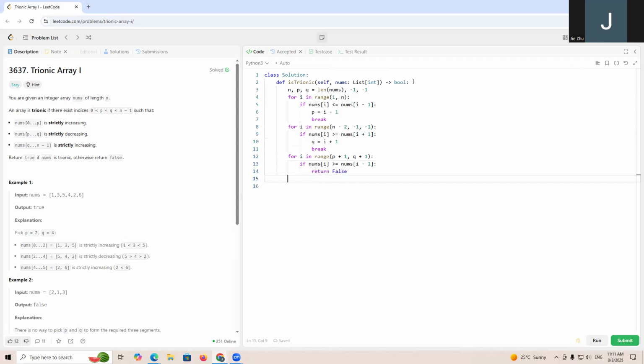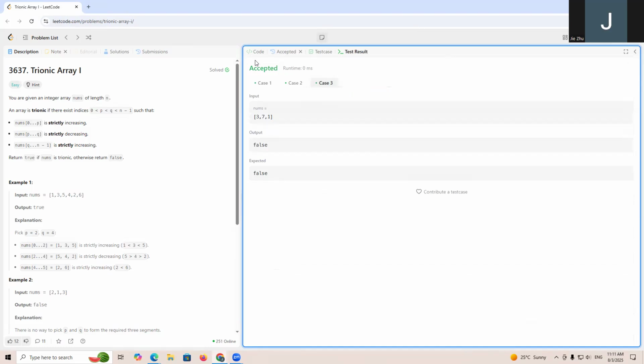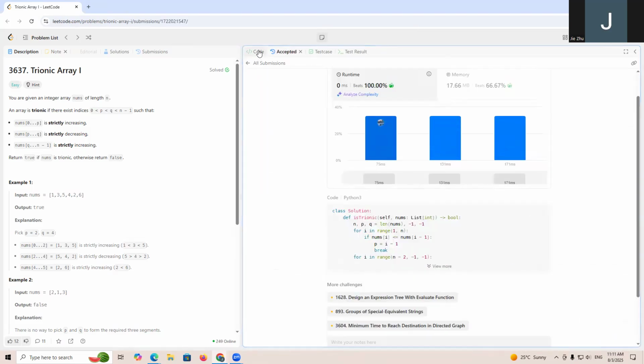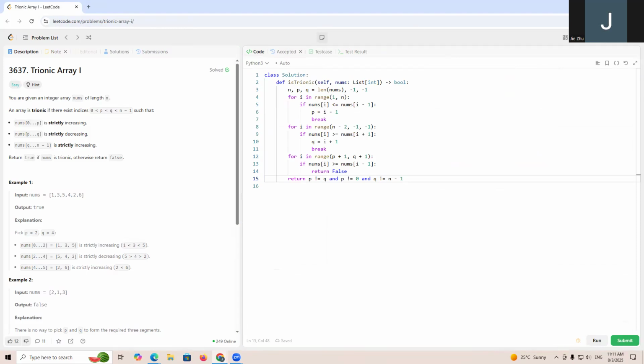So in the end, we need to return p not equal to q, and p not equal to 0, and q not equal to n minus 1, right? It is all O(n) time complexity with constant space complexity.